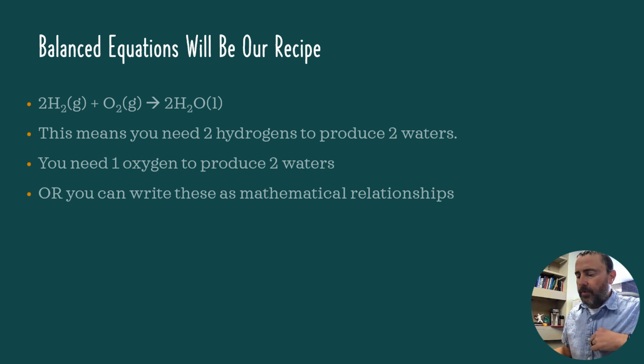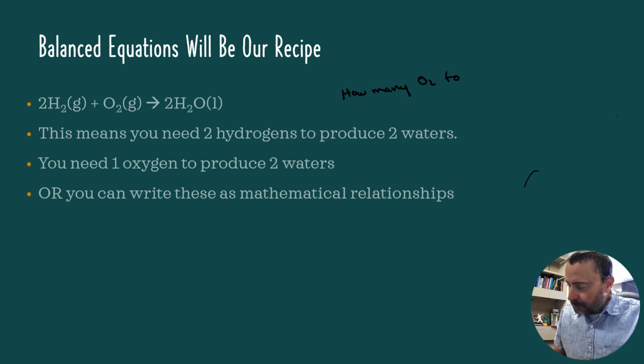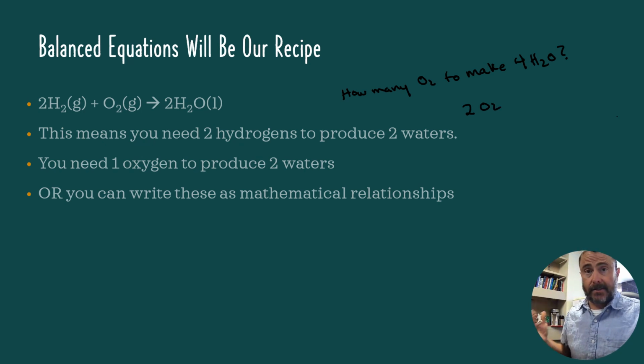Right? And so we need 2 hydrogens to make 2 waters, or I need 1 oxygen to produce 2 waters. Right? Or how many oxygens do you need to make 4 waters? I bet you're thinking, you know this, it's 2 oxygens is the answer, right?